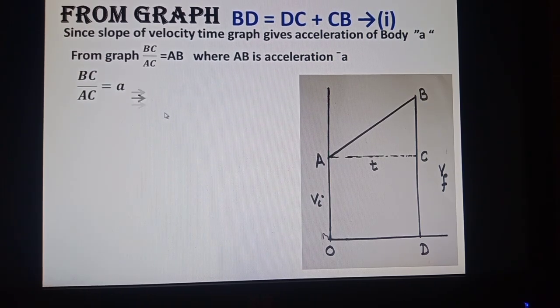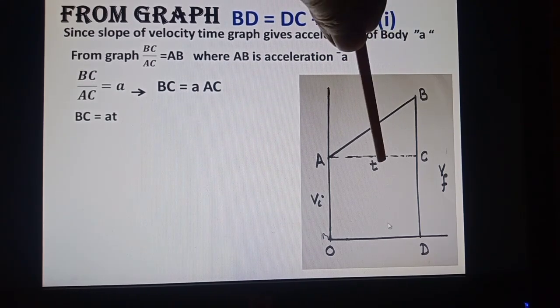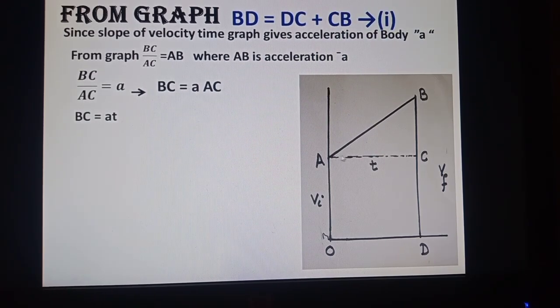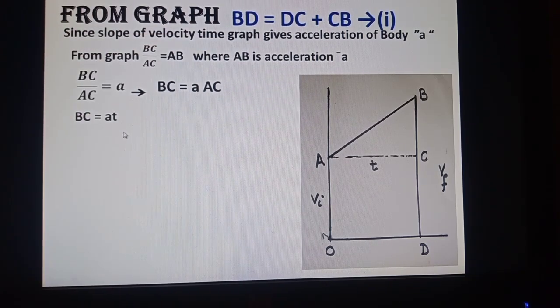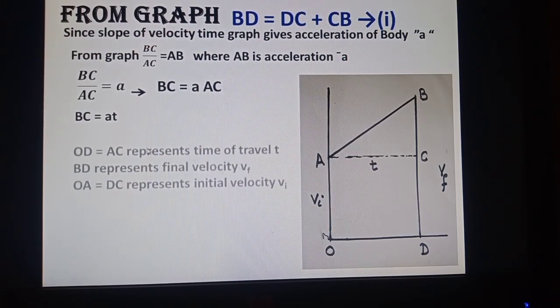So, BC divided by AC is the acceleration, and taking AC to the other side, we get BC equals acceleration multiplied by AC. Since AC, from the graph, represents the time taken by the body, replacing AC with t, we get BC equals at.